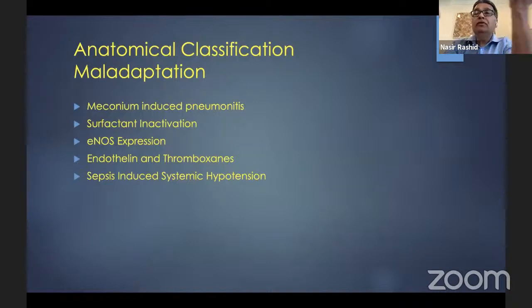So you have two things going on side by side. You have higher pulmonary vascular pressure because of the increased level of endothelin and thromboxanes. You have poor or inadequate ventilation because of the surfactant inactivation. You have inadequate vasodilatory response because of the decreased endothelial nitric oxide expression. And you will also have systemic hypertension because of the sepsis.